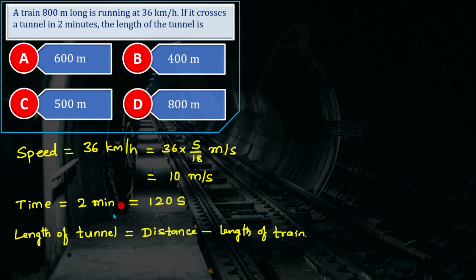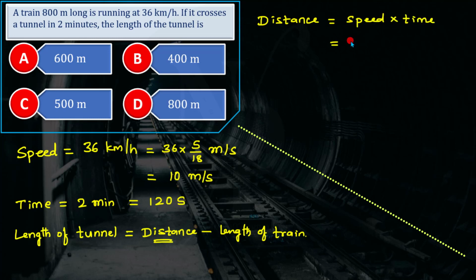So first let us find the total distance traveled by the train using the formula distance is equal to speed into time. Speed is 10 meters per second. Time is 120 seconds. So we get the distance as 1200 meters. This is the total distance traveled by the train in 2 minutes.